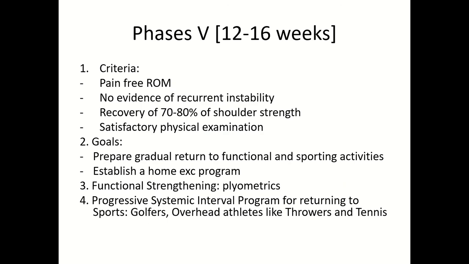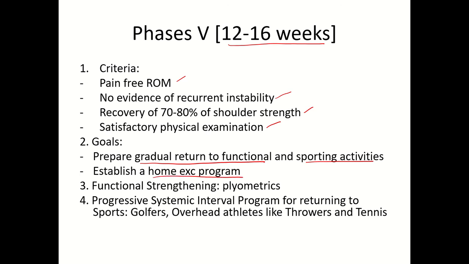The last phase is phase 5, that is 12 to 16 weeks. Criteria to enter phase 5 are pain-free range of motion, no evidence of recurrent instability, recovery of shoulder strength to about 70 to 80% of the contralateral side, and satisfactory physical examination. Goals in phase 5 are to prepare for gradual return to functional and sporting activity and establish a home exercise program.